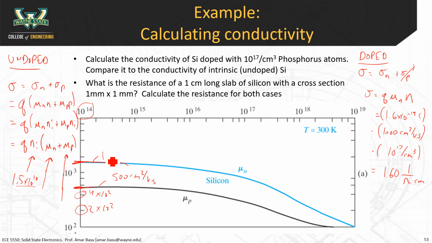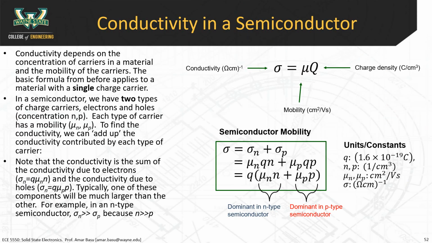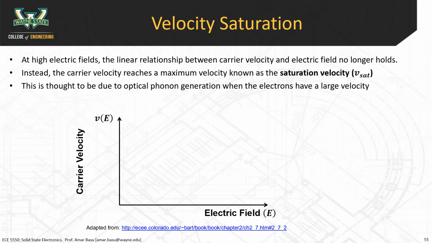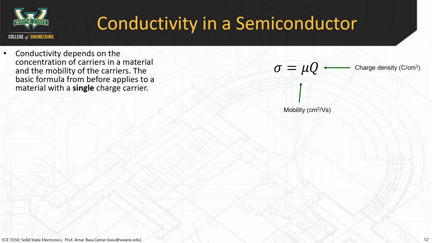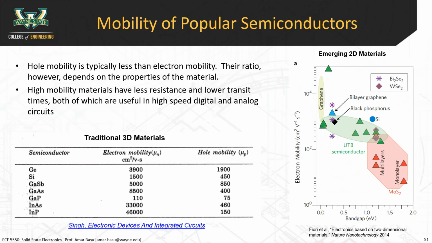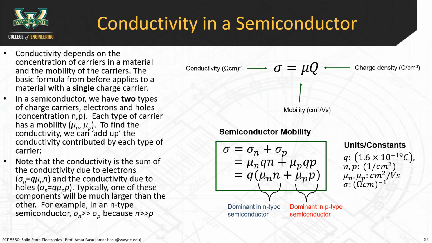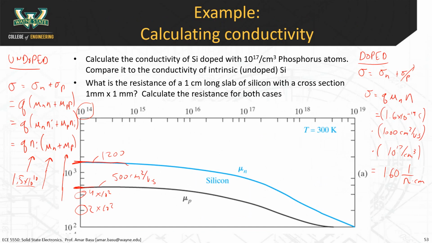Close to 200. Does that sound about right? Yeah. And we actually have these mobility constants right here. The electron mobility for silicon is 1500. So I was close. So this is about 1500. So the mu n is 1500 and the mu p is about 500.